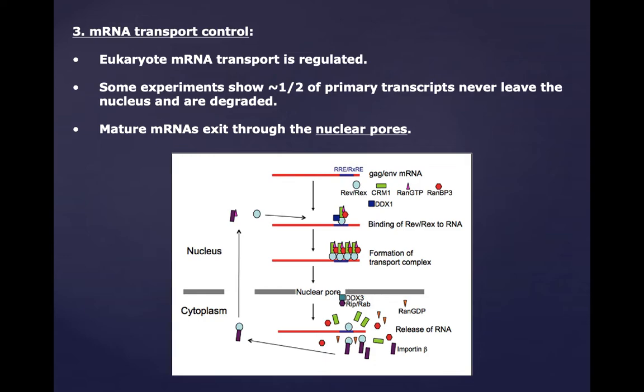There are some studies that have shown that not all transcripts that are produced in the nucleus are exported. Almost 50% of them are left in the nucleus and are actually degraded. Only half proceed to maturation and can exit through the nuclear pores and then eventually be translated in the cytoplasm.